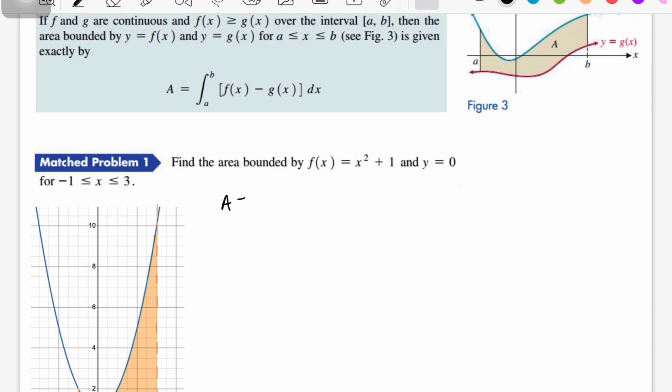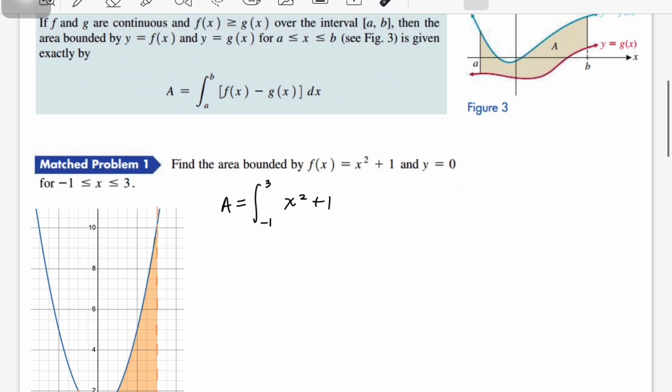So the area, using our formula that we just discussed, is going to be the definite integral, where our lower limit of integration is -1 and our upper limit is 3. And then it's going to be f of x minus g of x. In this case, f of x is x squared plus 1. And then our g of x, our second function, is just y is equal to 0. So that's the x-axis. So we don't need to have anything there. We could write -0, but we don't need to do that.